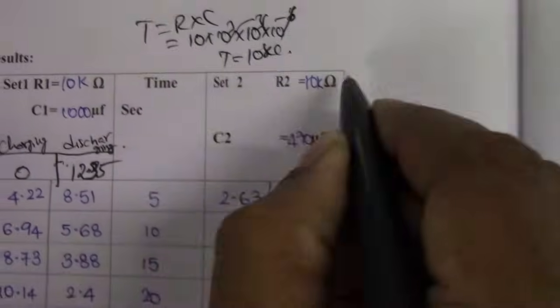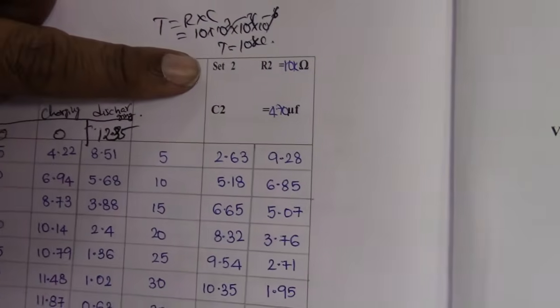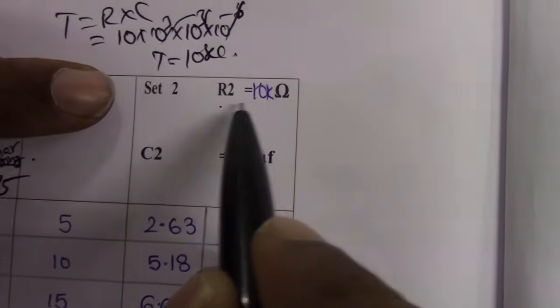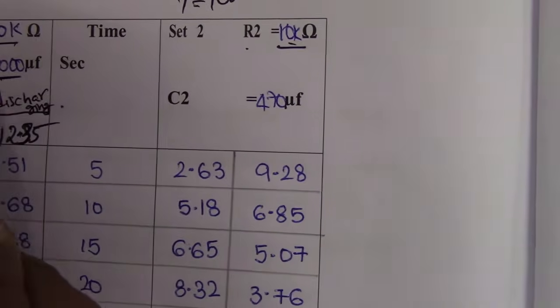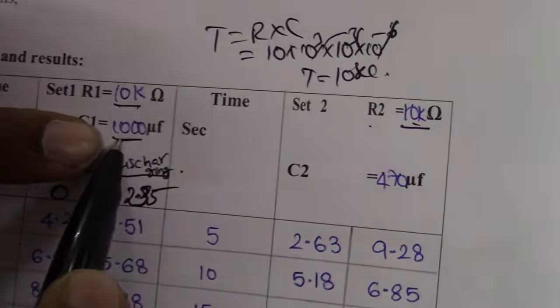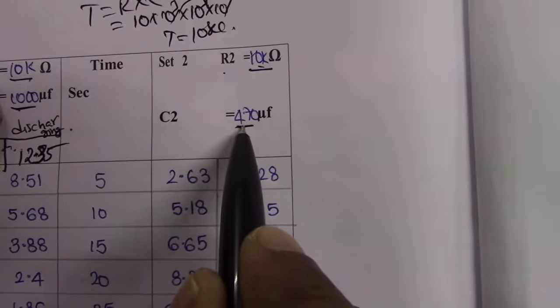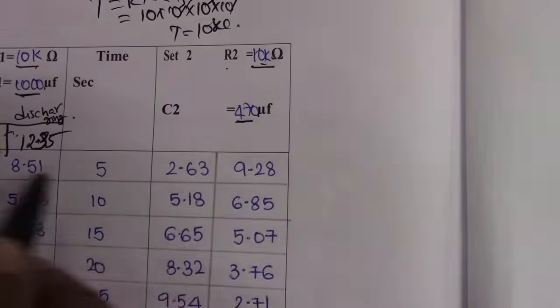So you can repeat the experiment for another set of readings. Here these are the second set of readings, students. Here the resistance is taken as 10 kilo ohm, the resistance is the same, but the capacitance is changed. Here instead of 1000 microfarad we have taken 470 microfarads, and these are the readings.